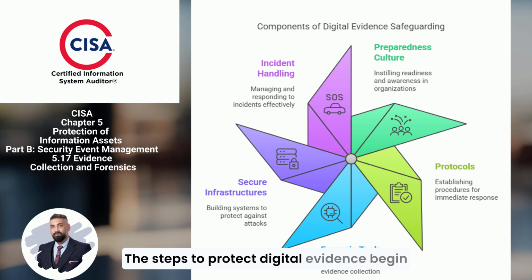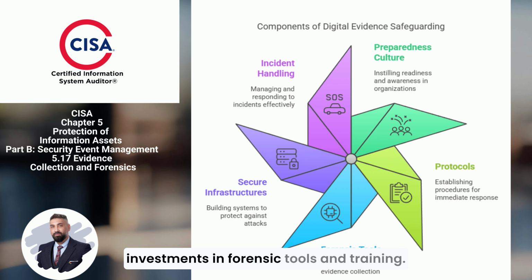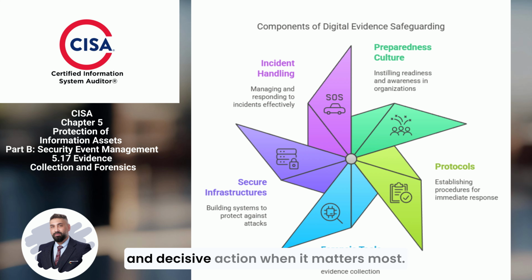Safeguarding evidence: a responsibility, not an option. The steps to protect digital evidence begin the moment an incident is discovered. Even the simplest decisions like rebooting a machine or accessing a suspicious file can jeopardize the integrity of everything that follows. To prevent this, organizations must instill a culture of preparedness, with protocols for immediate response and investments in forensic tools and training. More importantly, organizations should proactively establish secure infrastructures and reliable incident handling processes. While no system is immune to cyber attacks, preparedness can mean the difference between disorder and decisive action when it matters most.